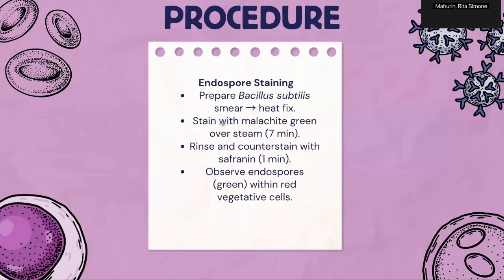And then for the endospore staining, we prepared the B. subtilis smear and then we used heat fixation. We stained it with the malachite green over steam for 7 minutes this time. And then we rinsed and counterstained with safranin for a minute. And then we were able to observe the endospores, the green, within the red vegetative cells.